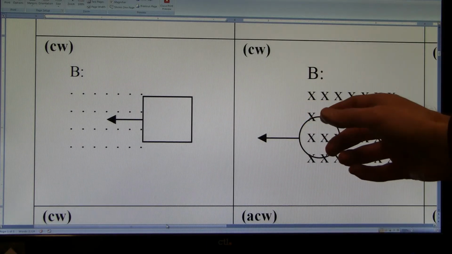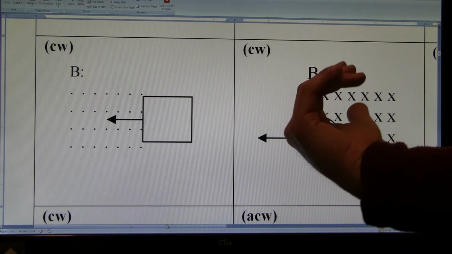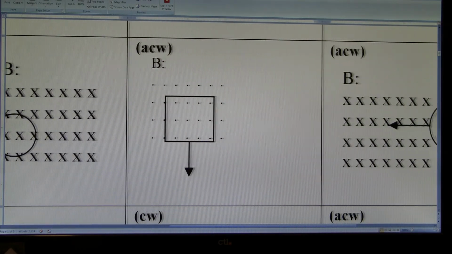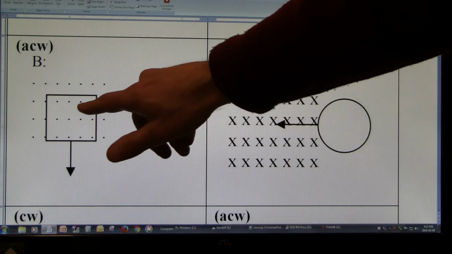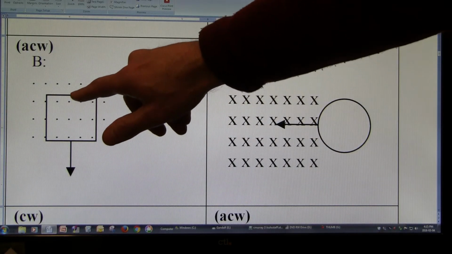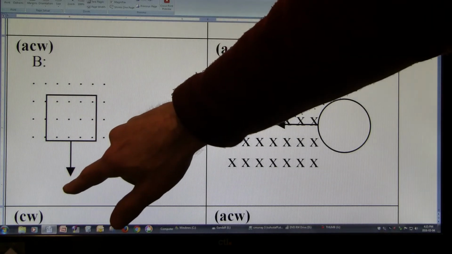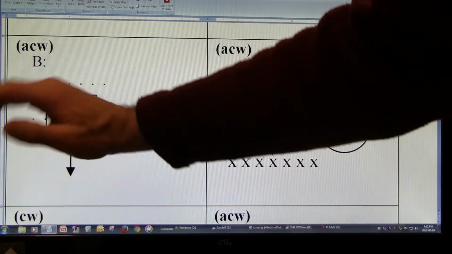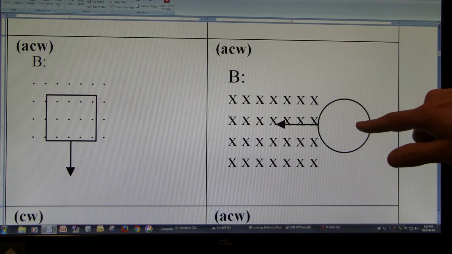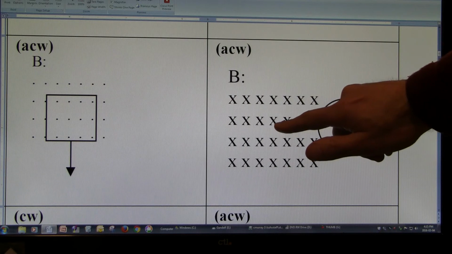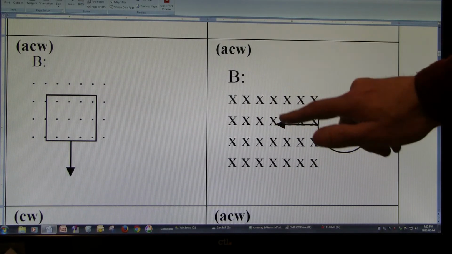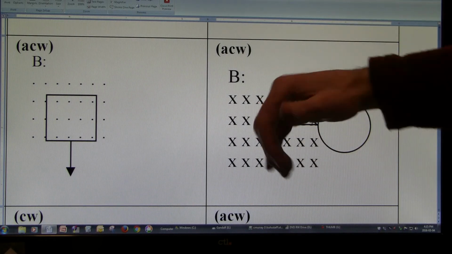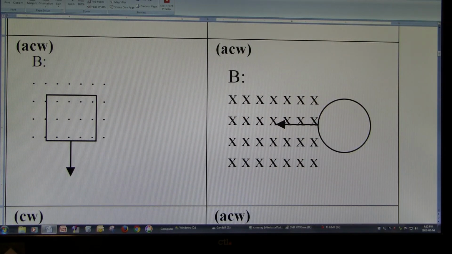That's good. Okay, so this guy, we're losing flux into the page, so we create flux into the page, therefore clockwise. Here we are losing flux out of the page because it's going to go from the magnetic field out of it. That's what this implies. And so we create flux out of the page. Here we're going from where there's no magnetic field to where there is a magnetic field. And so we are gaining flux into the page. So what we do is we oppose that. We create flux out of the page to oppose the flux into the page. Alrighty.